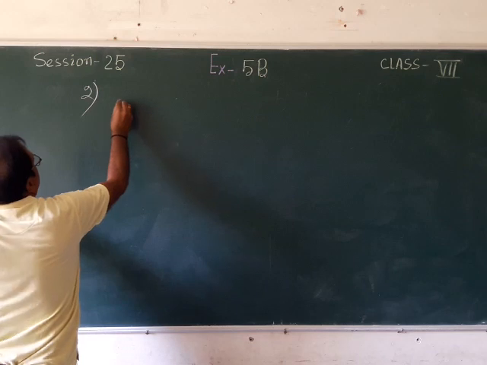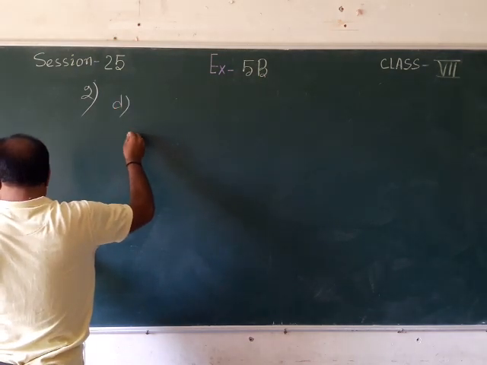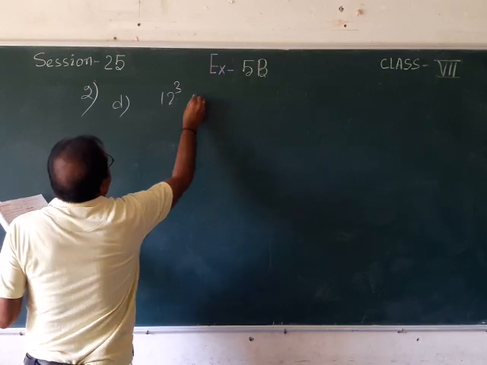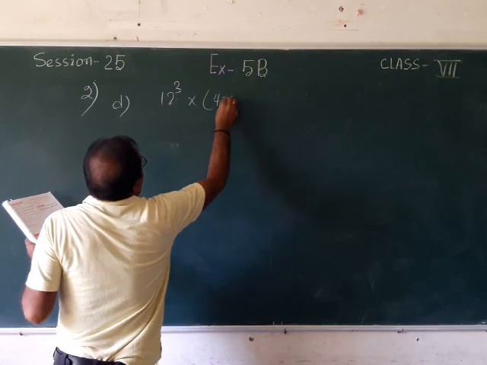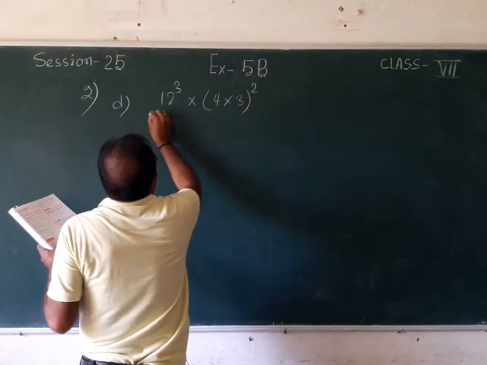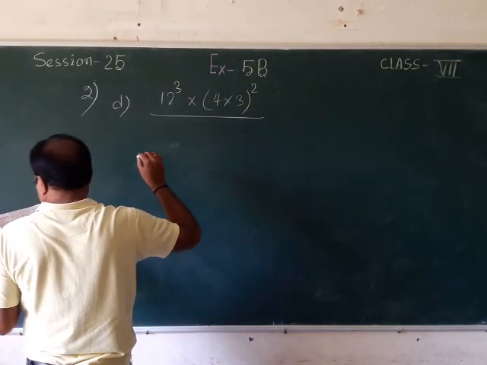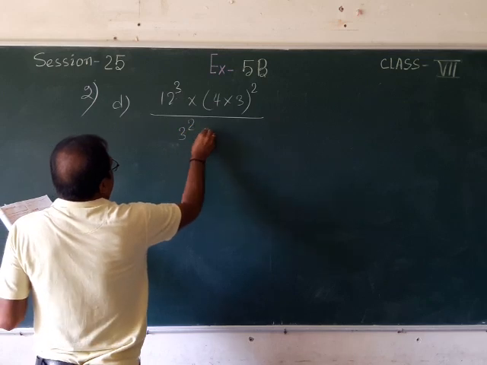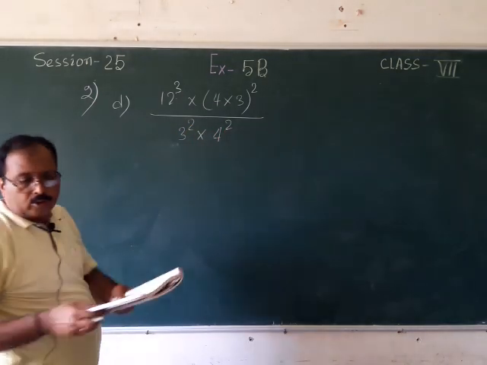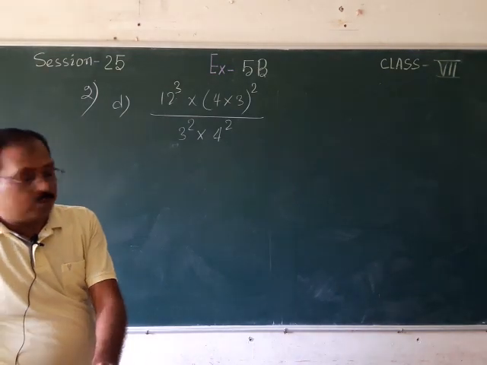In D number question, it is 12 to the power 3 multiplied by 4 into 3, then to the power 2, upon 3 to the power 2 into 4 to the power 2. So now what to do?